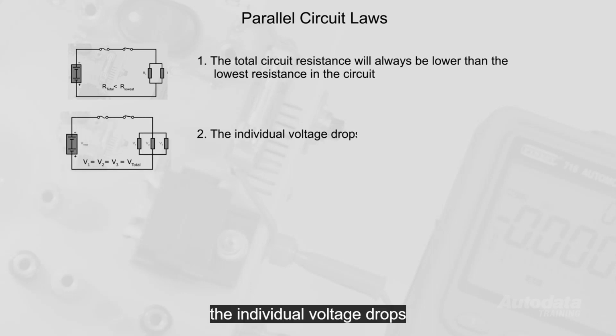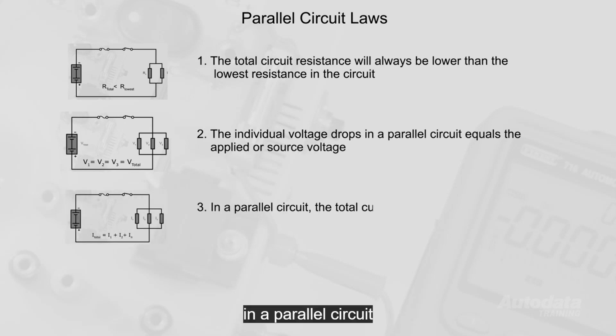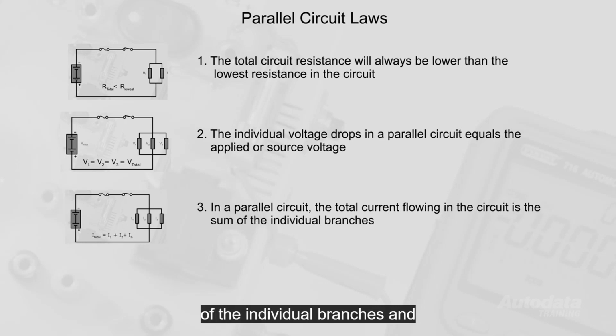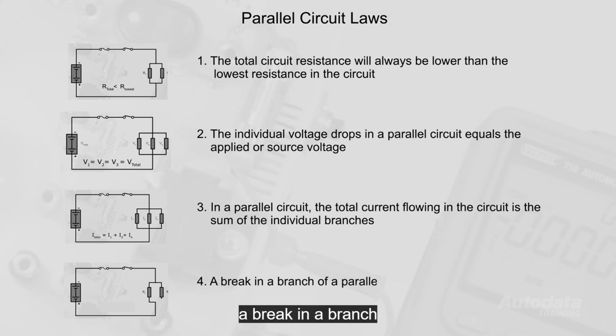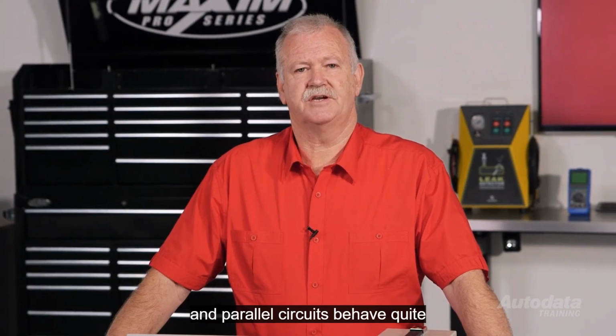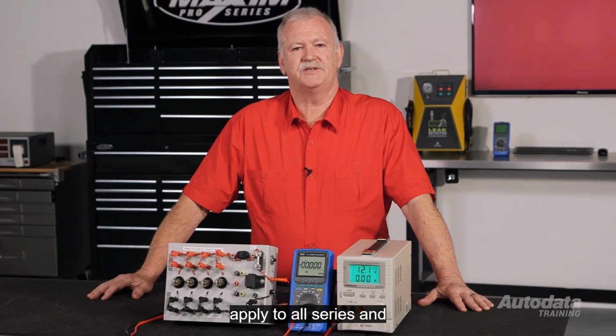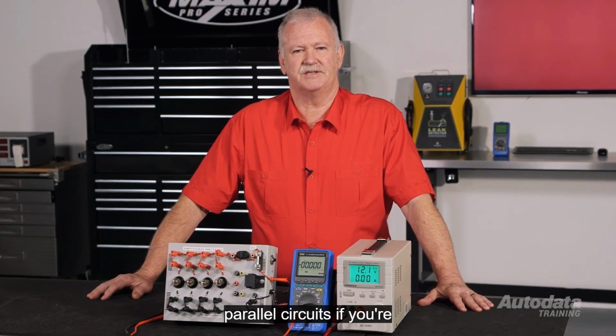The individual voltage drops in a parallel circuit equals the applied or source voltage. In a parallel circuit, the total current flowing in the circuit is the sum of the individual branches. And a break in a branch of a parallel circuit will cause that branch only to stop working. Series and parallel circuits behave quite differently, even if using the same loads. The rules that were demonstrated apply to all series and parallel circuits.